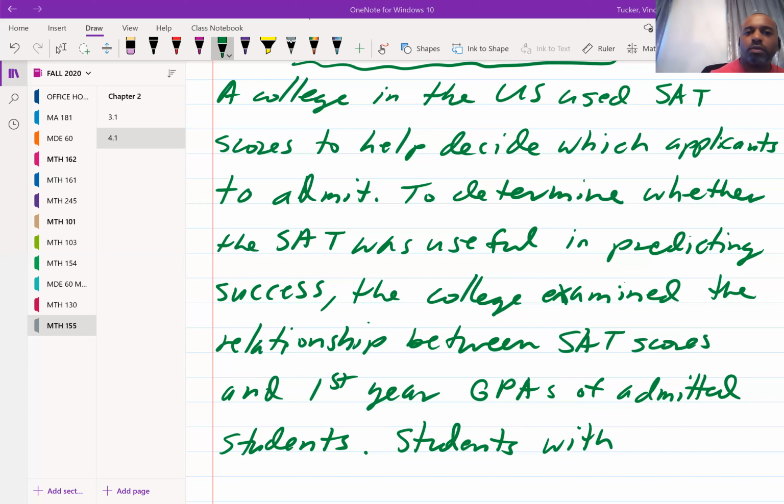All right, so I'm going to scroll up and lose some of the problem. So let me read it from this point forward, make sure we're all good. So a college in the U.S. used SAT scores to help decide which applicants to admit. To determine whether the SAT was useful in predicting success, the college examined the relationship between SAT scores and first year GPAs of admitted students.